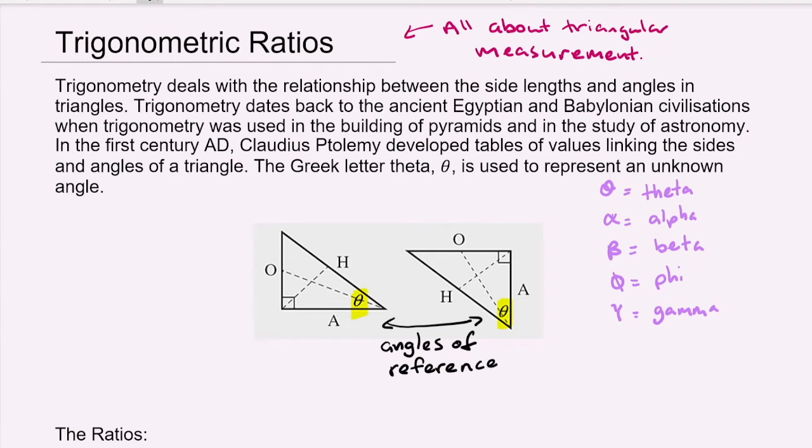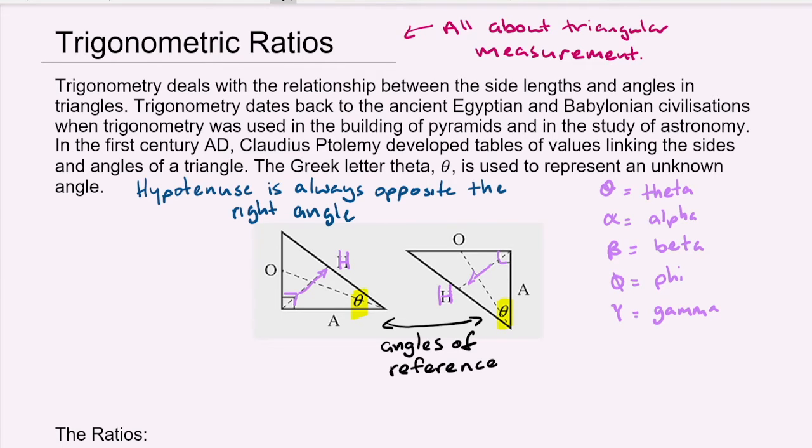So we have our two right-angled triangles here, and we have our right angle, and always opposite our right angle is our H for hypotenuse. So the hypotenuse is always opposite the right angle.